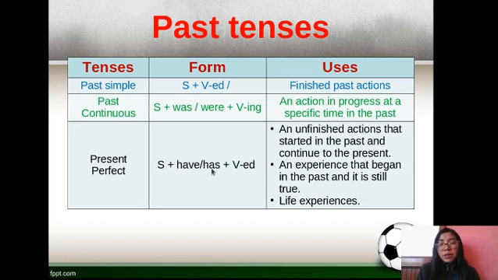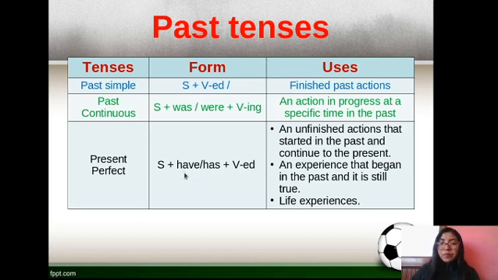Pay attention here. When do you use have and when do you use has? That's right. We are going to use has for the third singular person. Solo para las terceras personas del singular. It means he, she, and it. Okay, para esas personas siempre voy a utilizar has. For the rest of the subjects, para el resto de sujetos voy a utilizar have.